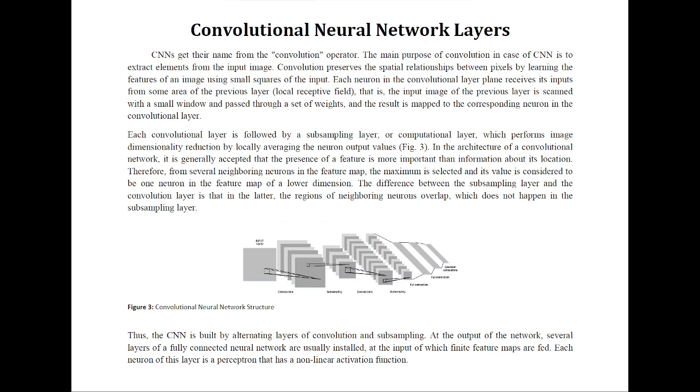Each convolutional layer is followed by a subsampling layer or computational layer, which performs image dimension reduction by local averaging of the neuron output values, as it is presented in figure 3. So the CNN is built by alternating layers of convolutional and subsampling. At the output of the network, several layers of a fully connected neural network are usually installed, at the input of which final feature maps are fed. Each neuron of this layer is a perceptron that has a non-linear activation function.